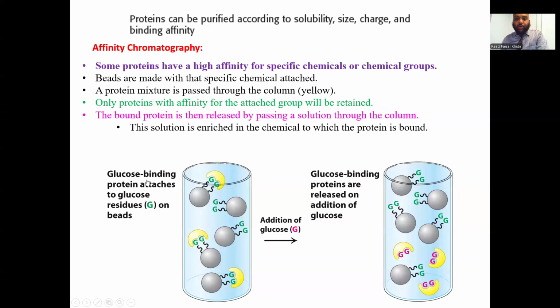Here we see the glucose binding protein attaches to glucose residues, G. You see how they're attaching, the yellow. The yellow is the protein that attaches to the glucose beads with the residue. Then the glucose binding proteins are released on the addition of glucose. When I add more glucose to the solution, it's going to displace them, and then I'm going to get what I want.